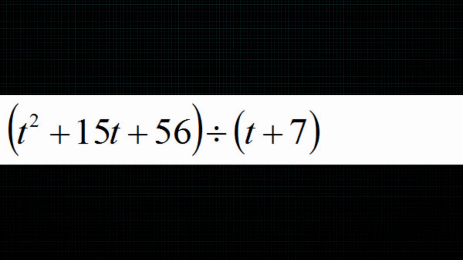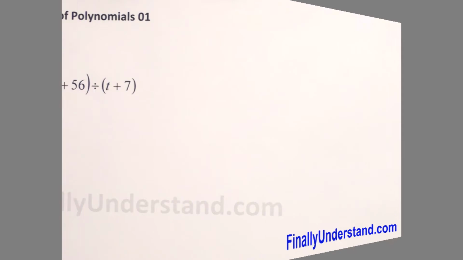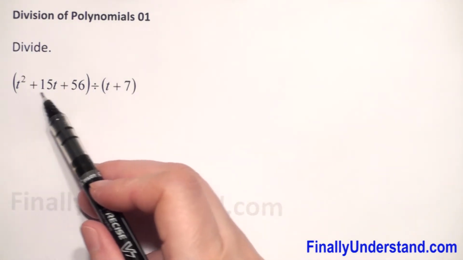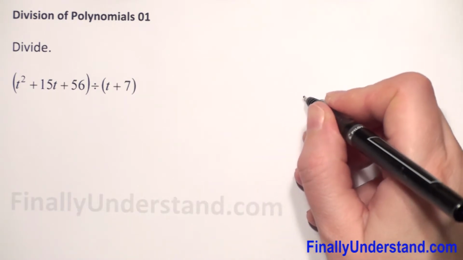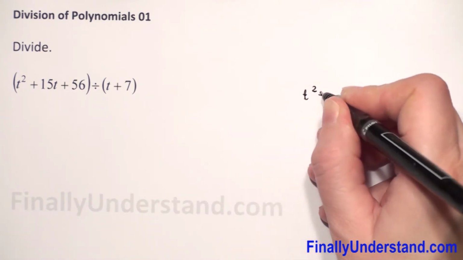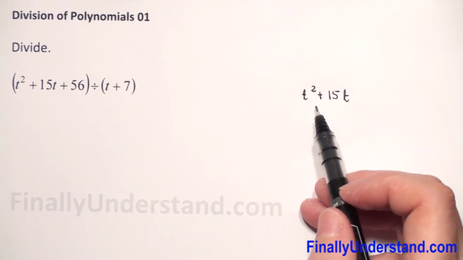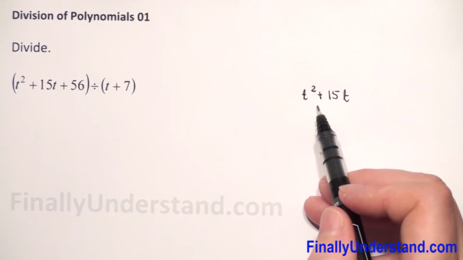In this example, we have division of polynomials. How do we do this? We will use long division. So first, we copy the first polynomial. We have t squared plus 15t. We always check and write the polynomial in decreasing order.